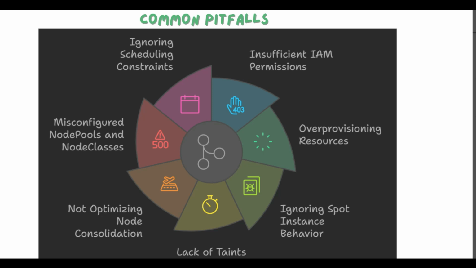Over provisioning resources. Another pitfall we often see is over provisioning the resources. Users often set high CPU and high memory request limits, resulting in underutilized nodes or unnecessary expensive EC2 instance types. Ensure your pods have realistic and balanced resource requests and limits based on the actual workload requirements. That way you will help Karpenter to create the right nodes.